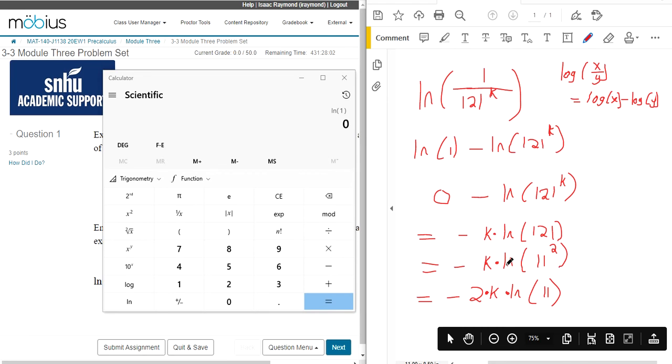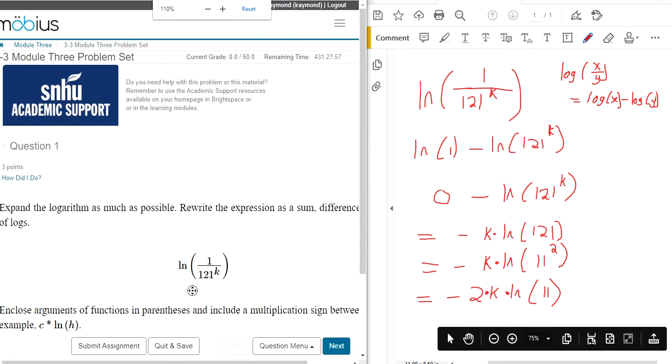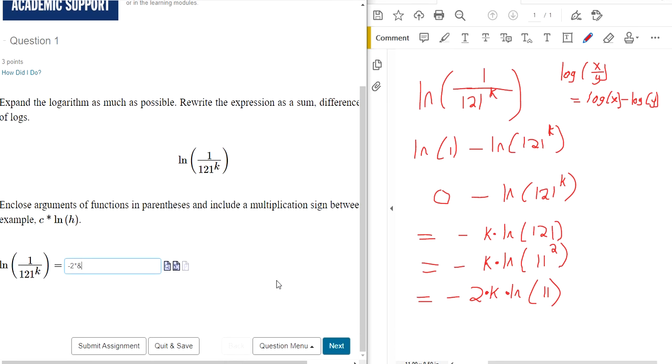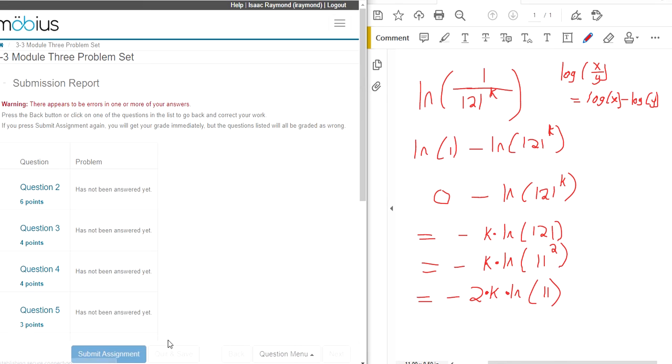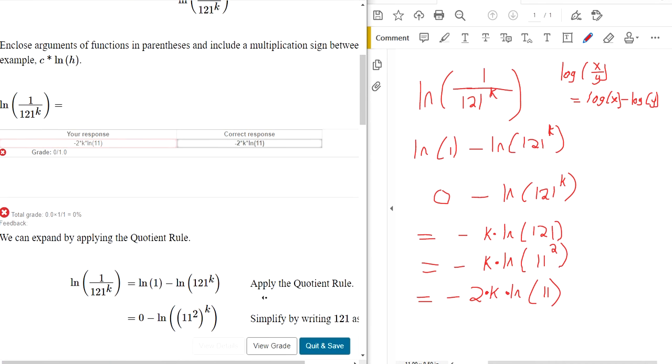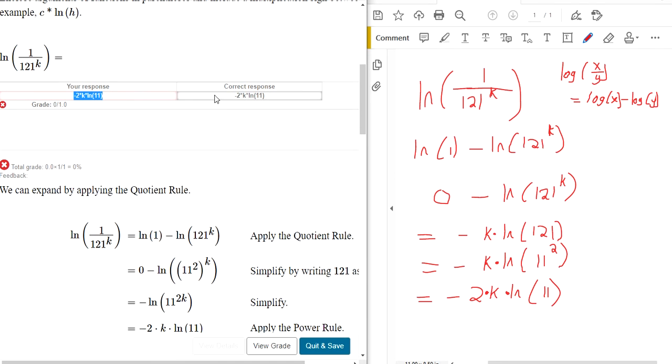So they asked us to simplify, so this is the final answer I'm going to type in. When I type it in here, I'm going to type -2 times k, with that star operator, times k times natural log 11. And I'll submit it and check it here just to make sure. Sometimes I miss things for how Mobius wants it. -2 times k natural log 11. It's got mine. It looks exactly like theirs.